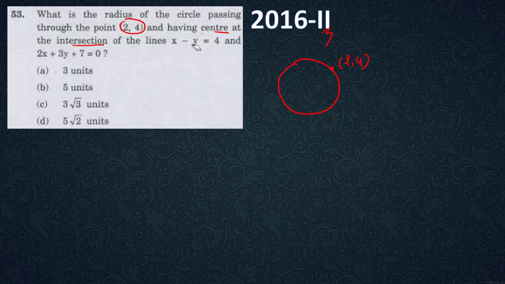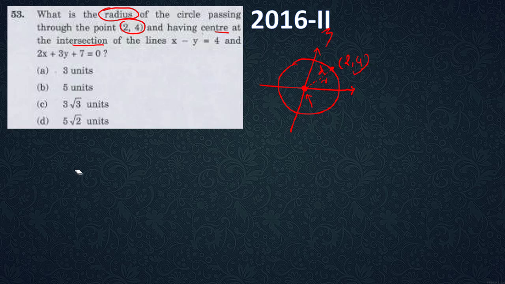So it is x minus y, there is one line and there is another line which is 2x plus 3y plus 7 equals to 0. So this is one line, this is another line and the intersection of both is the center of the circle. So how will you find the radius? How can such a trivial question come in 2016? So how to find the radius, this is nothing but my radius. So find out this intersection point, you have this known point, find the distance between these two, that's it.